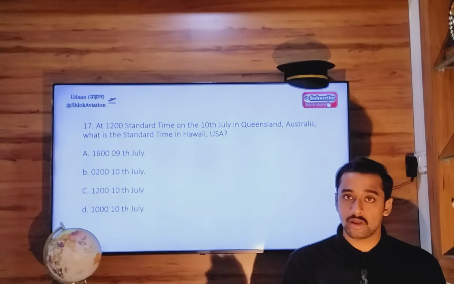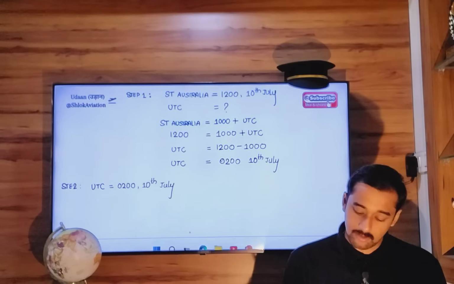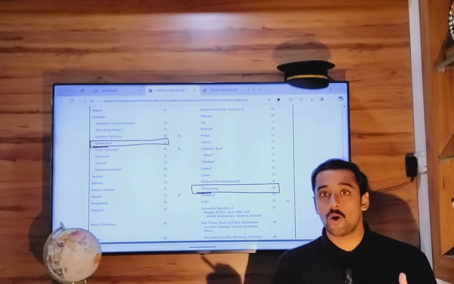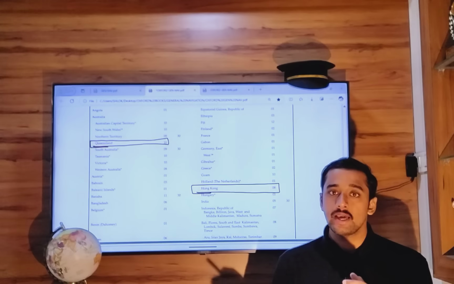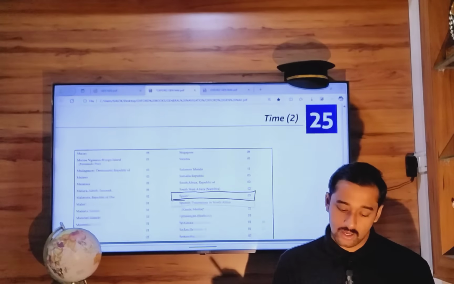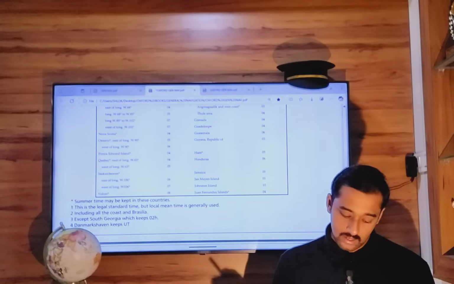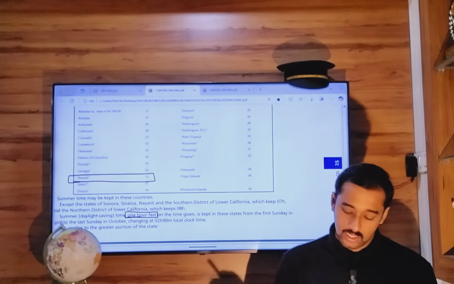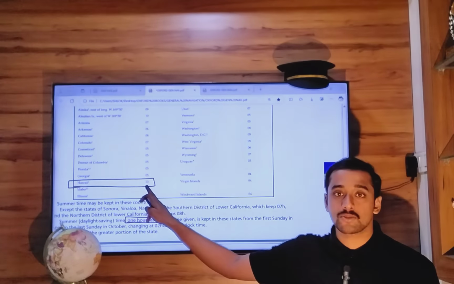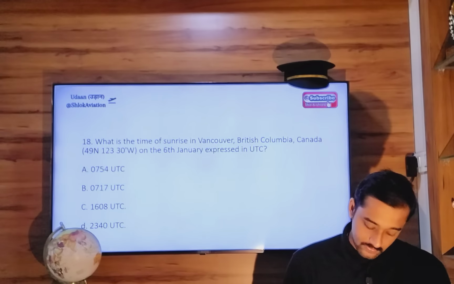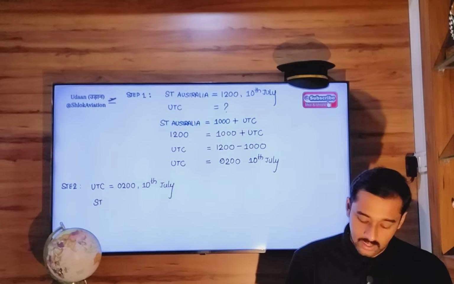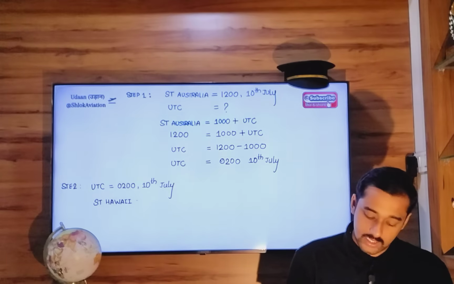into standard time in Hawaii. Now Hawaii is a place which is to the west of prime meridian, and therefore the standard time in Hawaii will be later than UTC time. So go to table number 3 and you will find that Hawaii is a place which is 10 hours behind UTC. So standard time in Hawaii is equal to UTC minus 10.